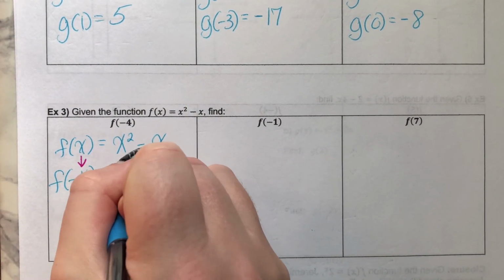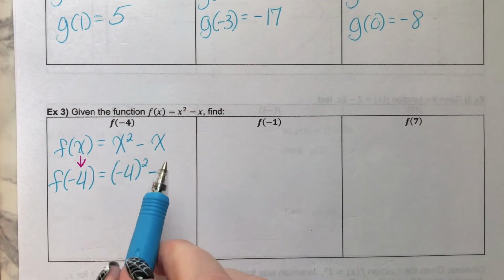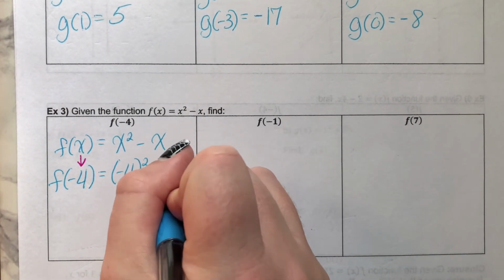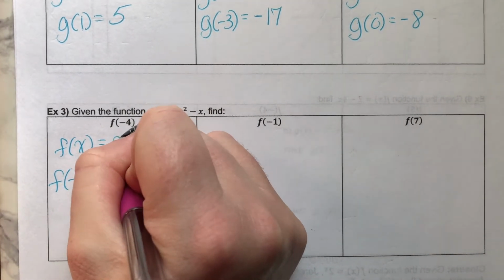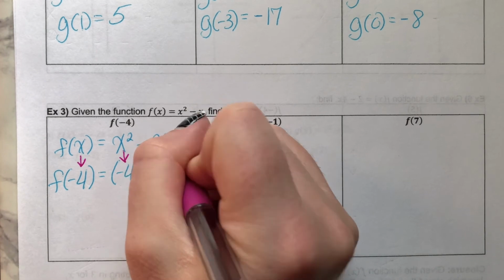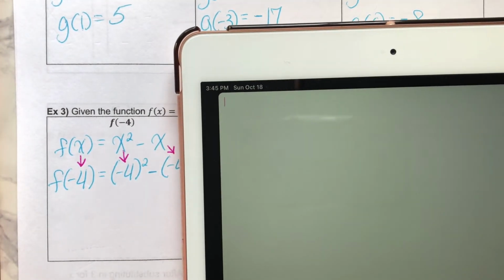I'm going to use parentheses. Again, minus. I'm using an x here, so I'm going to put parentheses around it. So I plugged in the first x that I saw, plugged in the second x that I saw, and now I'm ready to rock. So here we go.